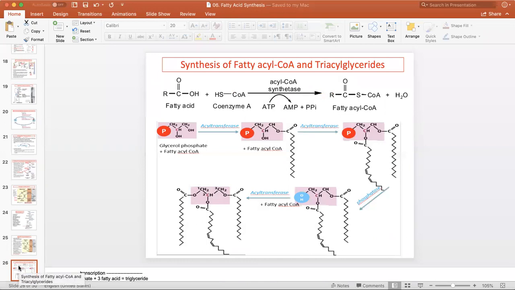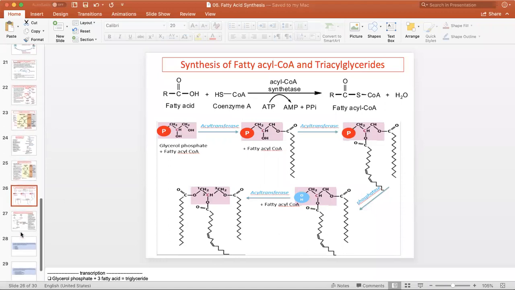Okay, I think this slide is just, I don't know what this slide is, to be honest. I didn't understand this, but I guess this is just summarizing the reaction, like fatty acid plus coenzyme A will make your fatty acid CoA with the help of acyl-CoA synthetase. I have no idea what this slide is trying to explain.